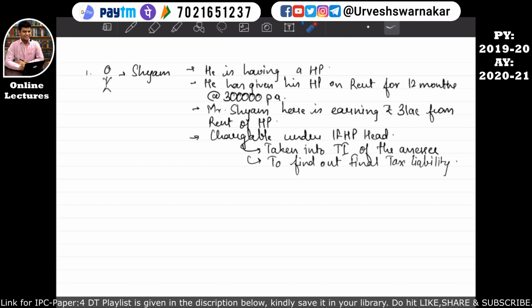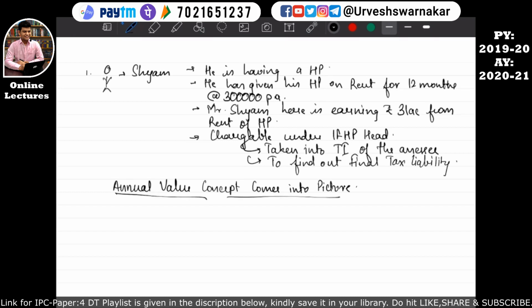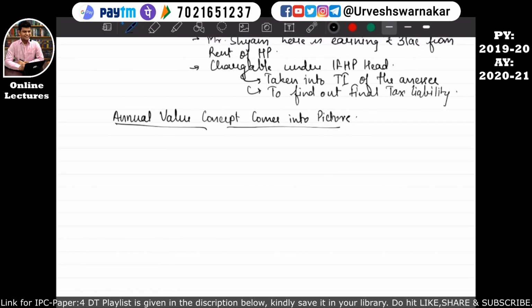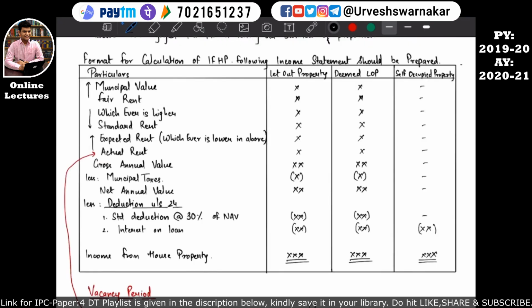So now here our annual value concept comes into the picture. So what does annual value mean? In order to ascertain annual value, we have been given a format. This format we will study in our notes.